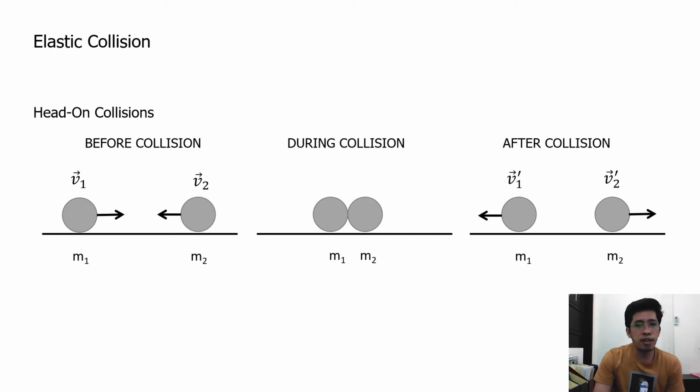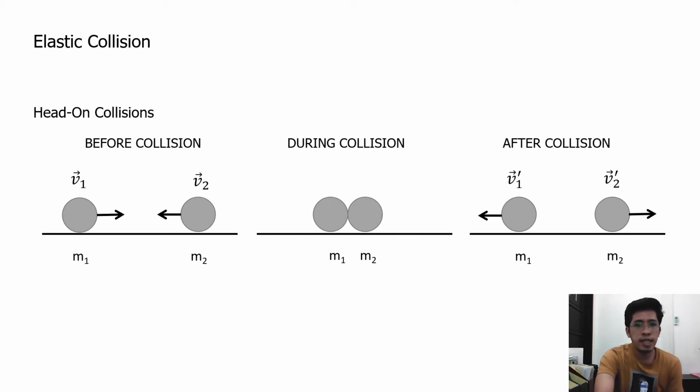Another example of a head-on collision is when you have your mass 2 and then your mass 1 moving towards each other. Let's say that they are moving at the same speeds in a head-on collision. So that is before collision. And then once they collide, they stick together momentarily or they interact momentarily. And then after that, they split. They move at some velocities b prime.